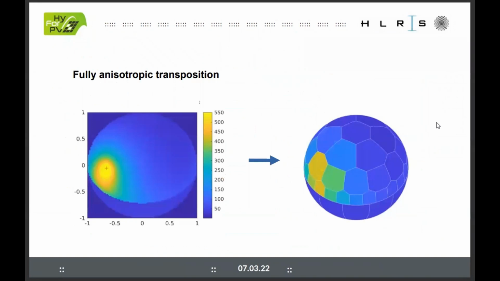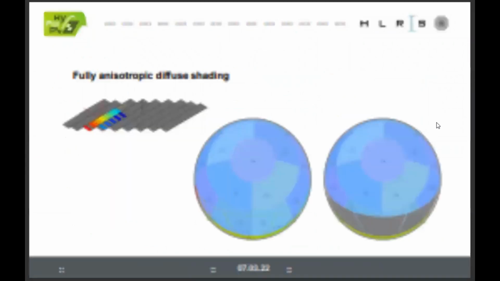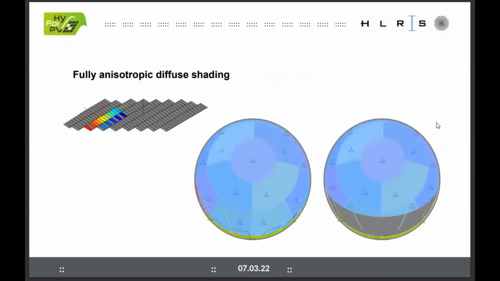You can also use fully anisotropic transposition. Right now that just means we take a continuous radiance distribution model and then map it into an arbitrary tessellation of sky patches. So we calculate the radiance from each of these patches, and we calculate shading factors for each of these sky regions.